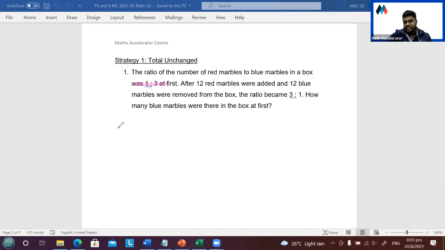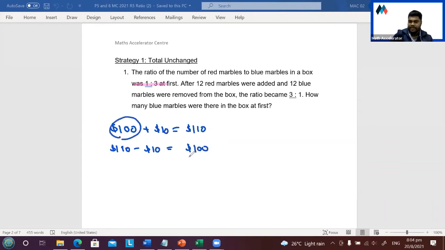Okay, so think about this. Let's say I have $100. If someone gives me $10, I will have $110. And if I go and spend that very same $10, I'll be back to $100. So before and after, as long as the gain and the loss are the same, the gain of $10 and the loss of $10, the total at the beginning and the total at the end will remain the same.